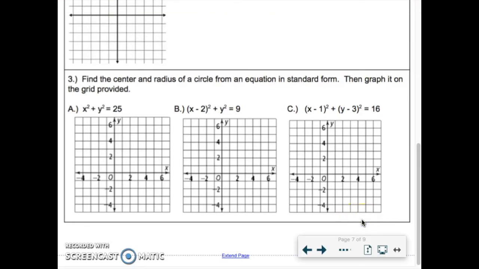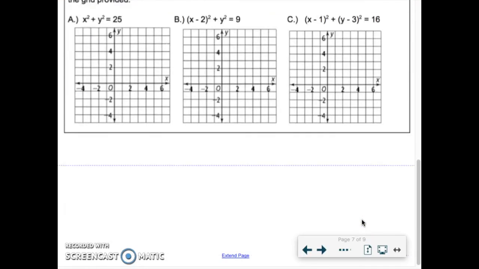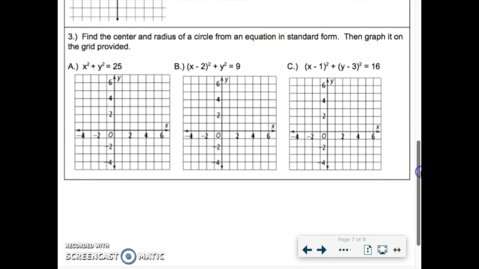So let's look at that then. We're going to try to graph these circles just based on the center and the radius that they had given us. So if it's in standard form, all we need is h and k to know the center, and then the radius so that we know how big to make the circle. So that's what we're going to try to do.